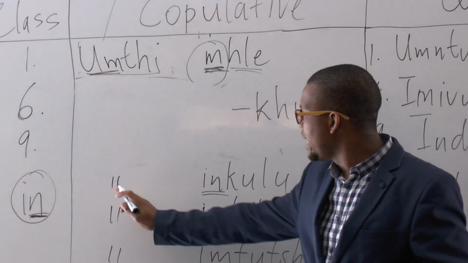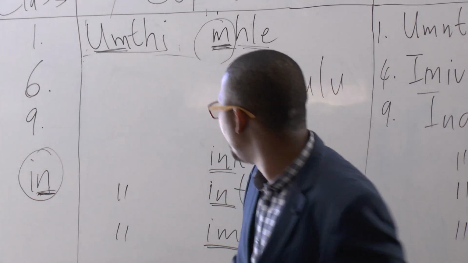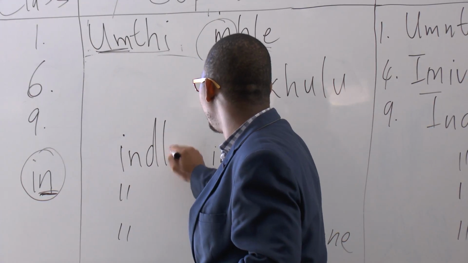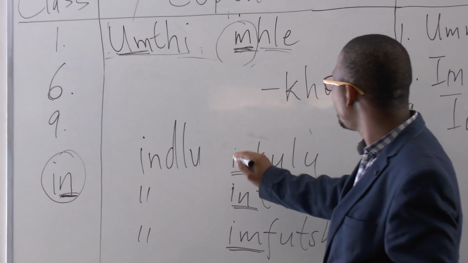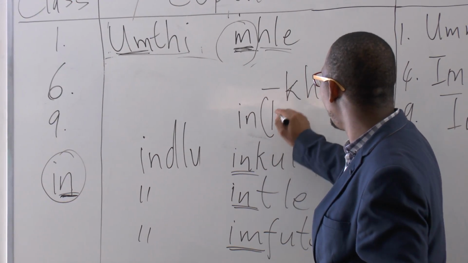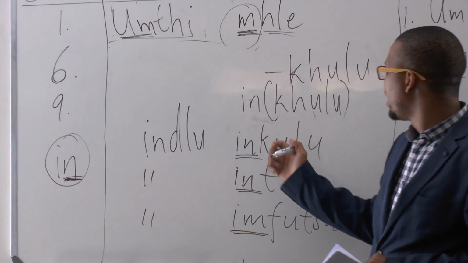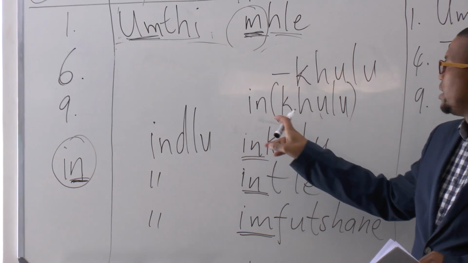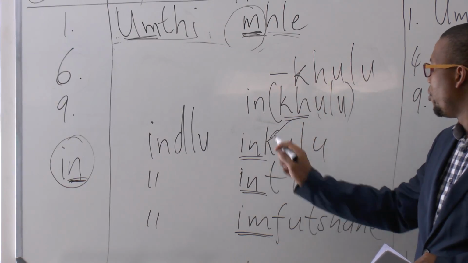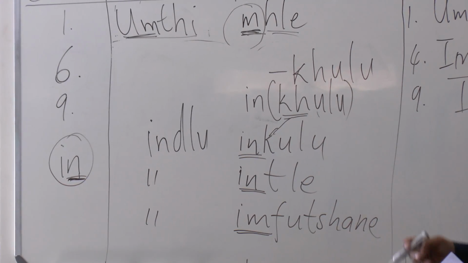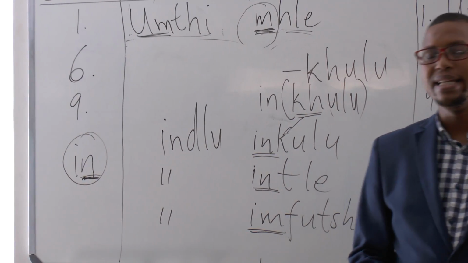We are doing indlu, a house is big. Indlu inkulu. Once we have in together with khulu, because that n is followed by kh, the h falls away and we're only left with k. That's why the sound becomes different. Indlu inkulu. The house is big.